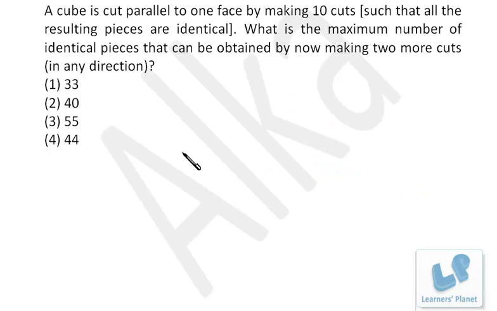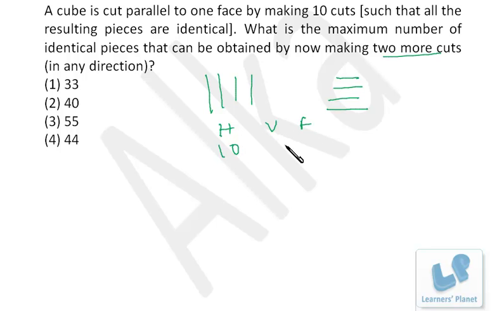Now see this. A cube is cut parallel to one face by making 10 cuts such that all of the resulting pieces are identical. What is the maximum number of identical pieces that can be obtained by now making 2 more cuts? Okay, 10 cuts are already there. Maybe this way, doesn't matter for us. Now we are to make 2 more cuts, right? So suppose these 10 are horizontal. Now we are left with vertical and the final direction, right?